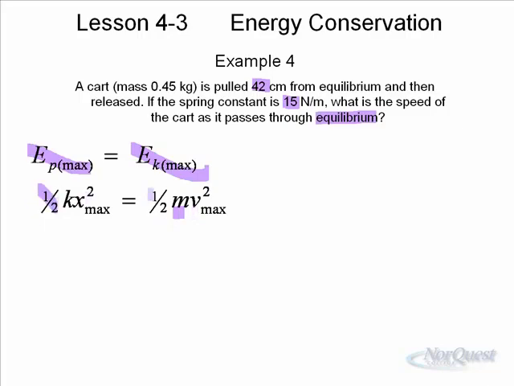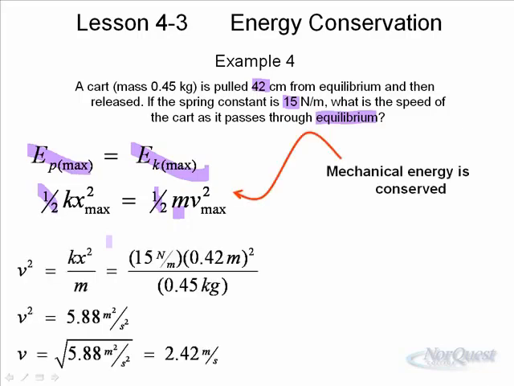So again, the halves cancel. We divide both sides by m. And in this case, we end up with v squared is equal to k x squared divided by m. Our k value is 15 in this case, our maximum displacement is 0.42, and the mass is 0.45. We end up with the square root of 5.88, which is 2.42 meters per second. This would be the speed of the cart as it passes through equilibrium.